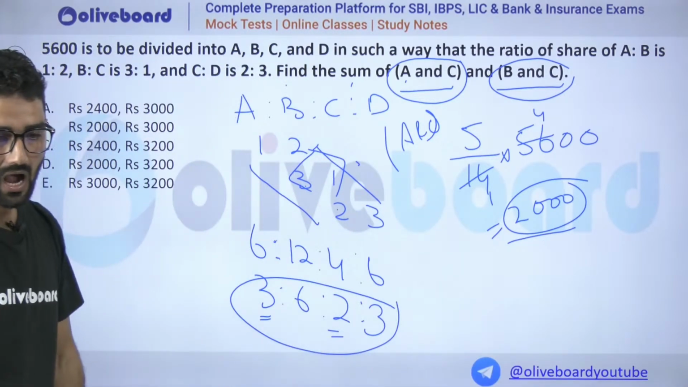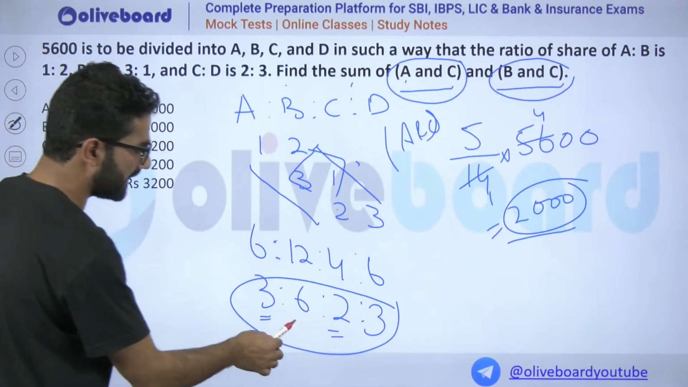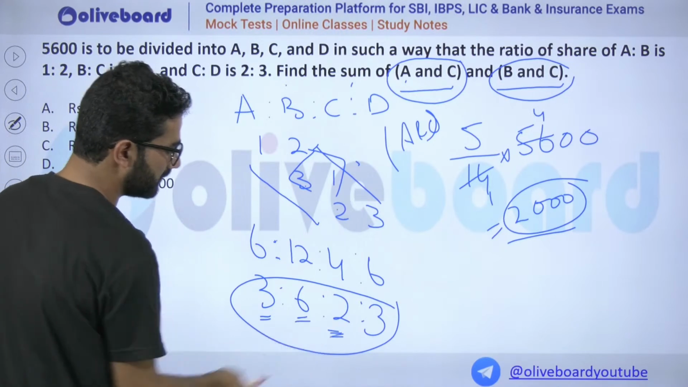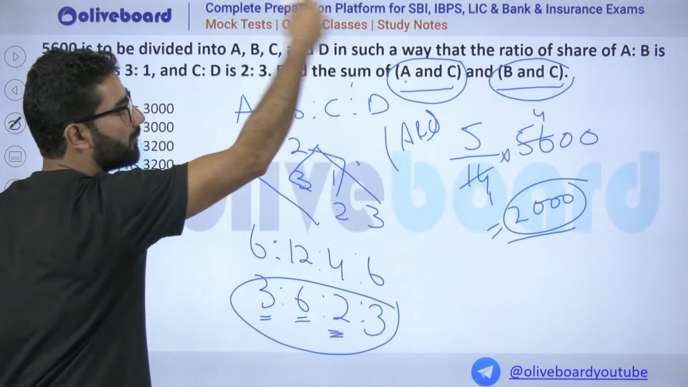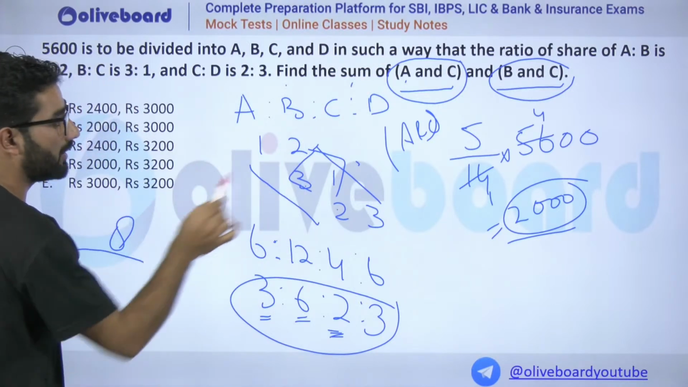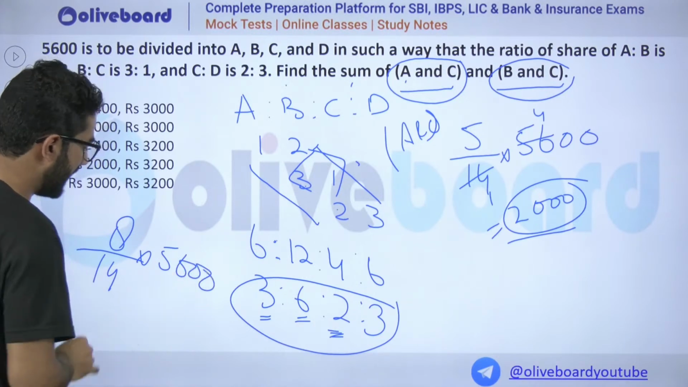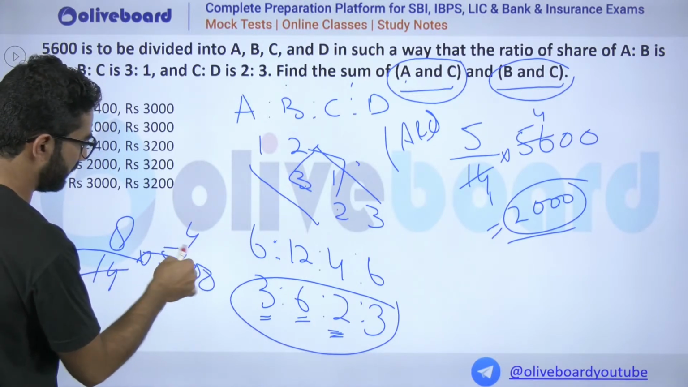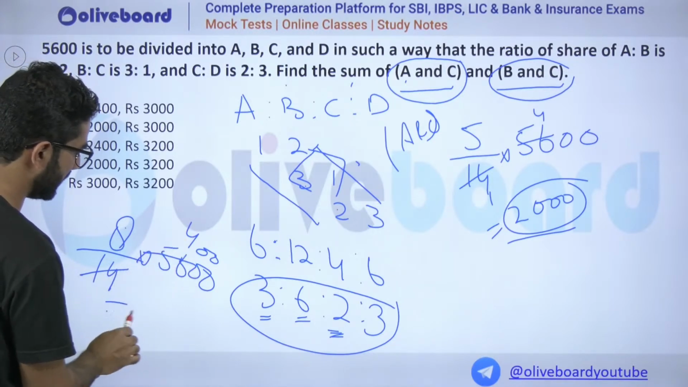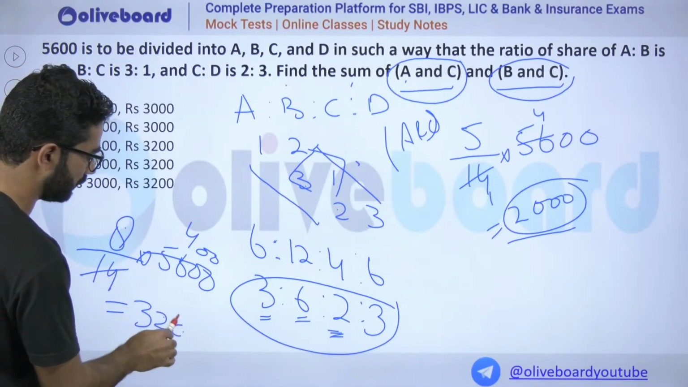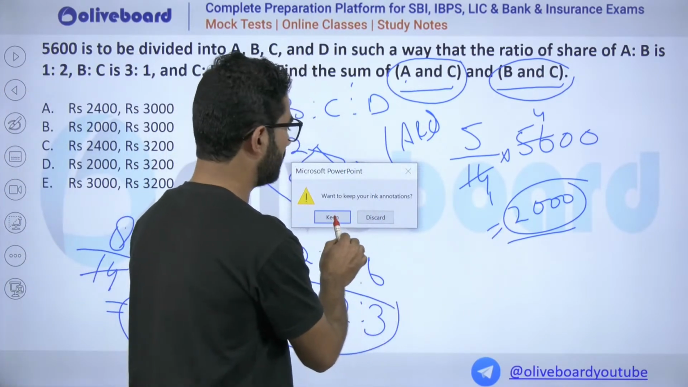Okay, now how to calculate for B and C? B is 6, C is 2. So can I write it is 8? We have to calculate the sum for both. Just take the sum upon 14, multiply with 5600. I can cut it down by 4, that also 200, 400. So 4 multiplied with 8 will be 32, with 2 zeros also. So I got the answer.